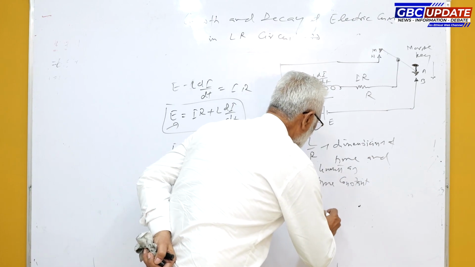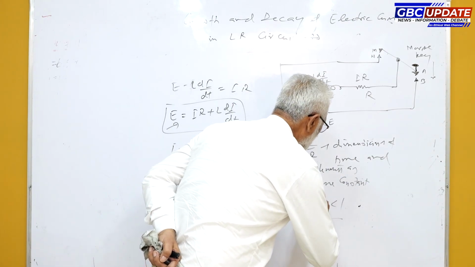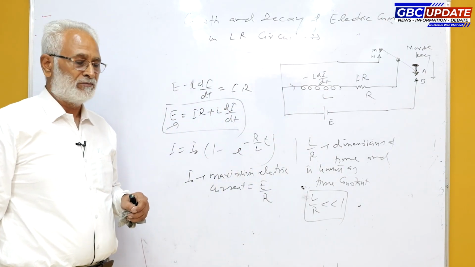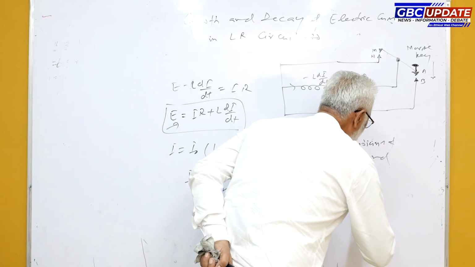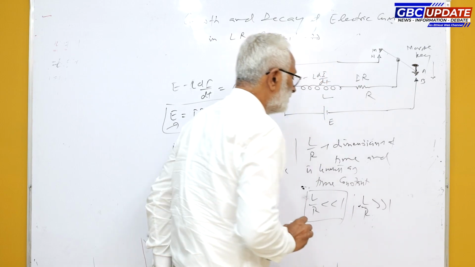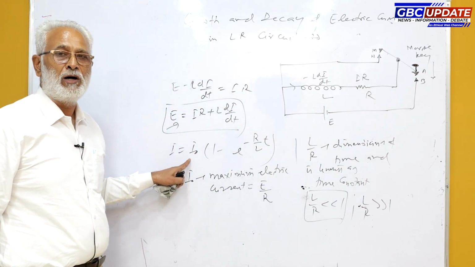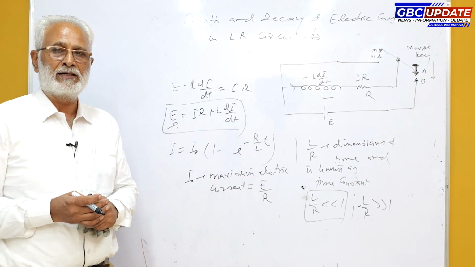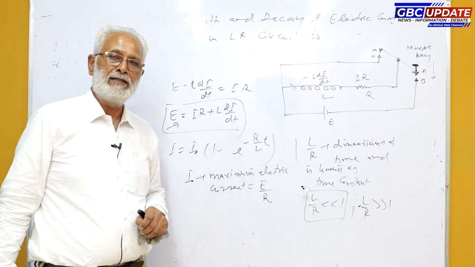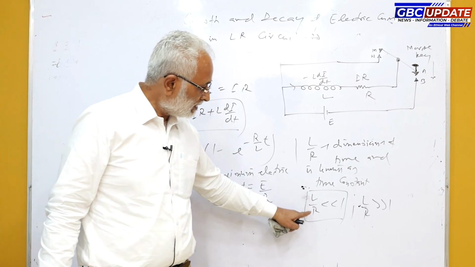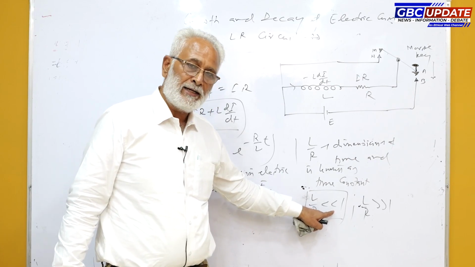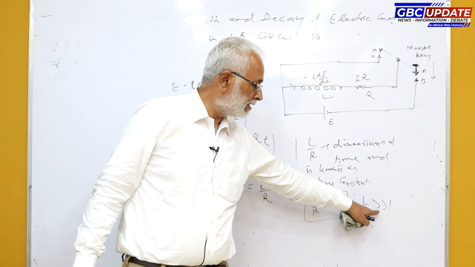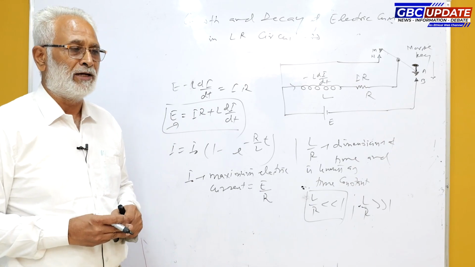If L over R ratio is small as compared to 1, it means current takes small time to become maximum, and if L over R ratio is large as compared to 1, it means growth of the electric current is slow. So, L over R ratio determines the rate of growth of current or rate of decay of current in the LR circuit. If L over R ratio, that is the time constant, is small, then current will rapidly rise through the circuit. If L over R ratio is large, then it will take a large time to become maximum.